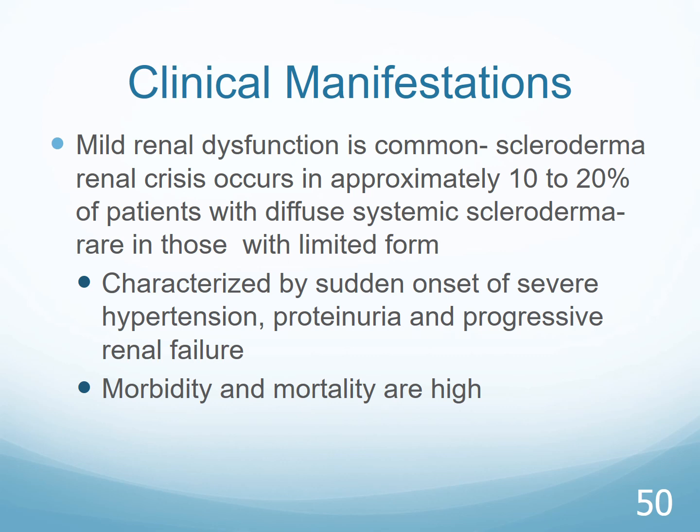What does this mean? Well, this means that if your client has localized or limited scleroderma, then their kidneys may remain fine or only mildly dysfunctional. Whereas if this is more systemic, diffuse systemic, it will involve the kidneys on a much larger scale. It is characterized by sudden onset of severe hypertension, proteinuria, and progressive renal failure. So for that reason, morbidity and mortality rates are very high.